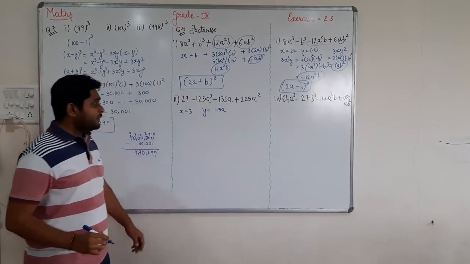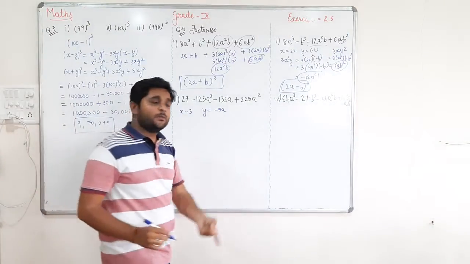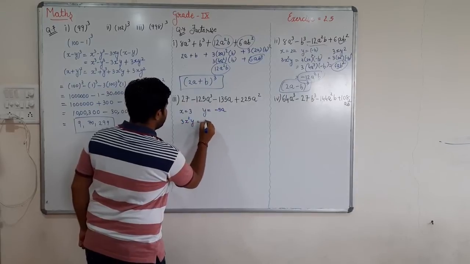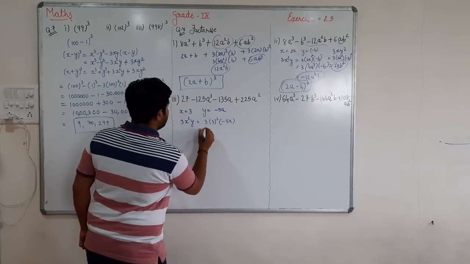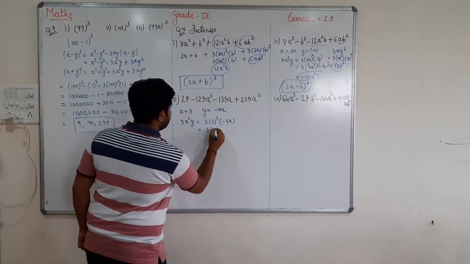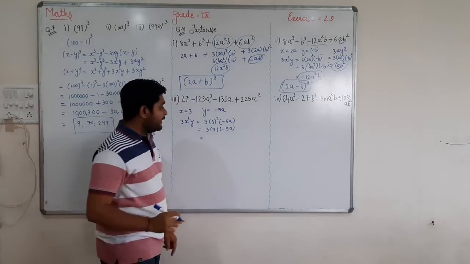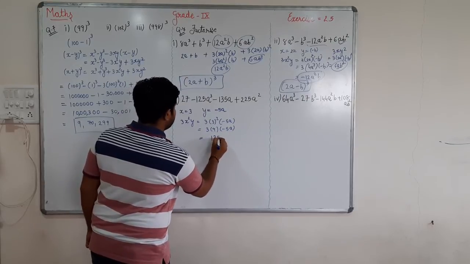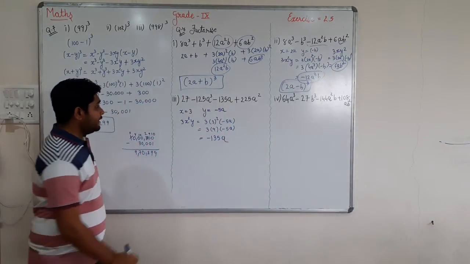Okay friends. So now let me find 3x square y and 3xy square. So let me find 3x square y is equal to 3. Our x is equal to 3 square and y is equal to minus 5a. So 3 square is equal to 9. 9 3s are 27 and 27 5s are 135. So minus 135a. So we got it? Yes, we got it.